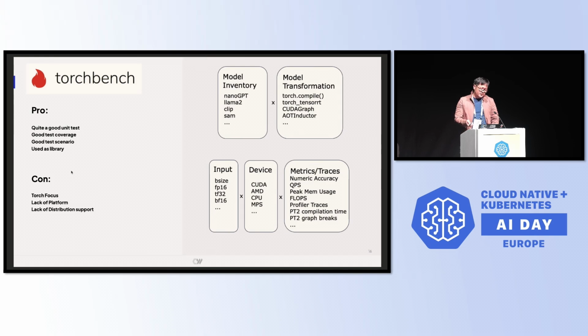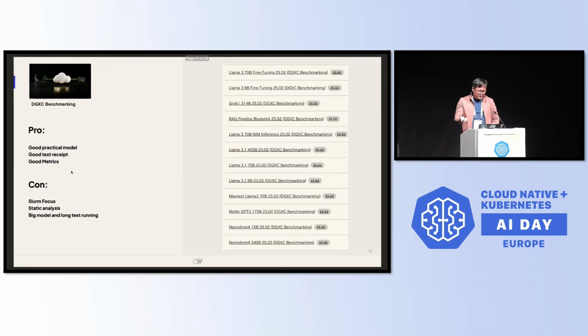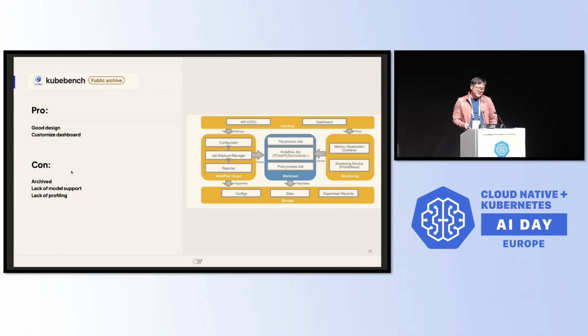We also looked at TorchBench, which is also a very good one. There are many unit tests and good coverage. If you want to add a model, we probably go shopping there. But it's mostly Torch focused, and over the dashboard, it also doesn't have much distributed support yet. So we went to the NVIDIA DGX Cloud benchmarking. It has some good tests too, quite cutting-edge models and a very good metric setup. However, it's mostly Slurm focused. Also, it's quite long.